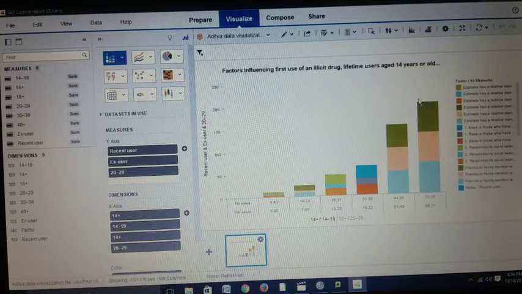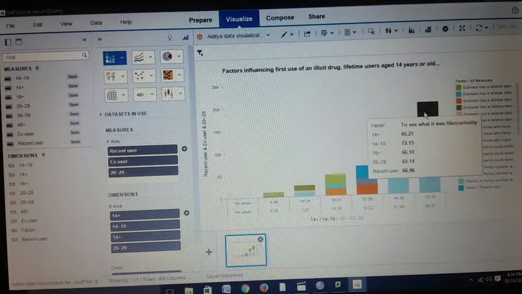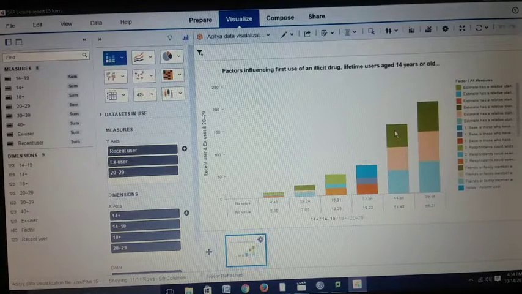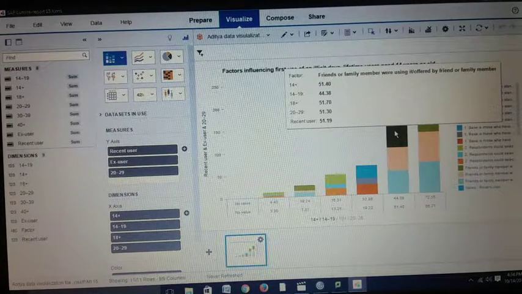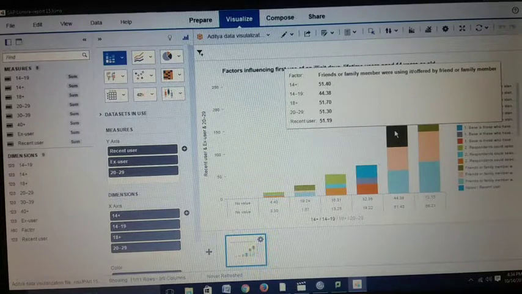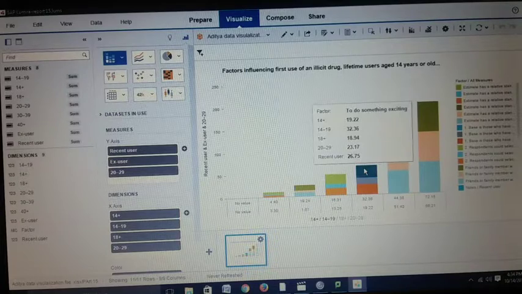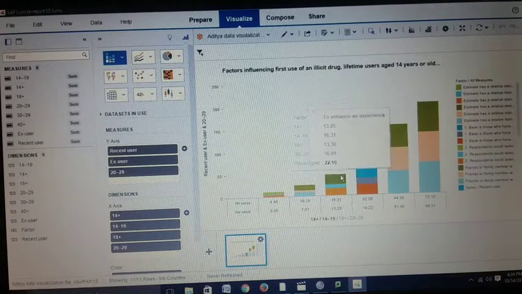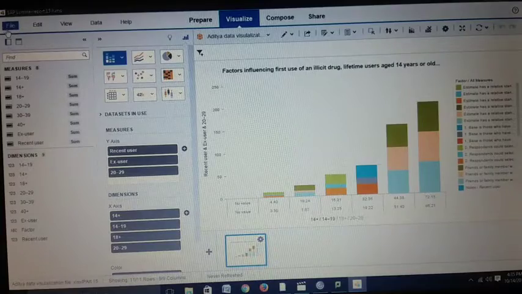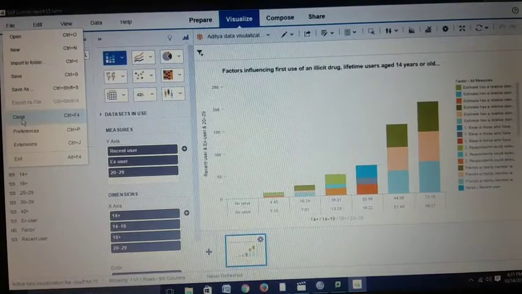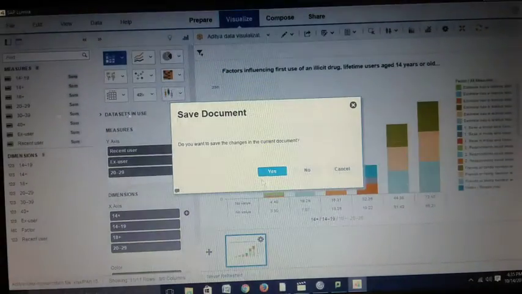And the age group 14 to 19 shows the maximum amount of individuals who are keen to use drugs because of this factor. Further, the second factor was friends or family members using it and offering it. This is the second factor which influences drug use, followed by doing something exciting or to enhance an experience. These are the other factors that lead an individual to indulge in drug activities.